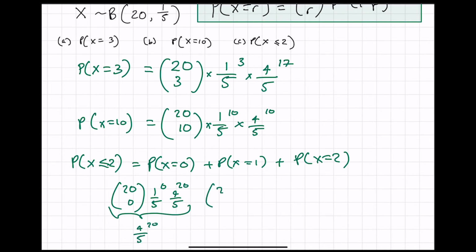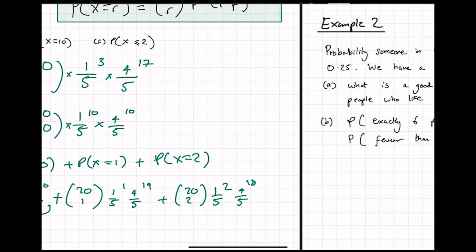Then this one here would be 20 choose 1. Again, 1/5 and 4/5. 1 success, 19 failures, whatever that is. You add that up. And then 20 choose 2, 1/5, 4/5, 2 and 18. And that's it. That's how you answer that kind of question there.